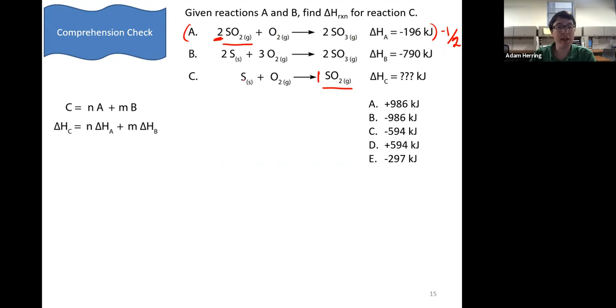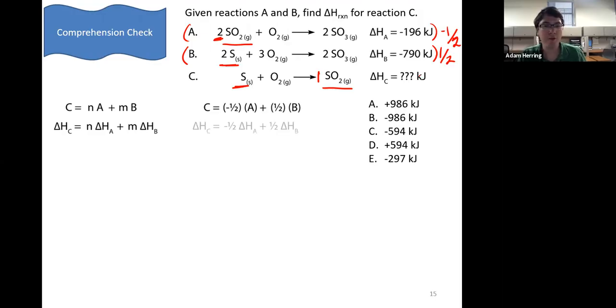For reaction B, we can see that there's a common element of sulfur in both B and our desired reaction of C, but we have too much. So we need to multiply this by a factor of 1/2. So reaction C is going to be found by taking -1/2 of A plus 1/2 of B. Therefore, the energy change is -1/2 of the enthalpy of A plus 1/2 of the enthalpy of B.